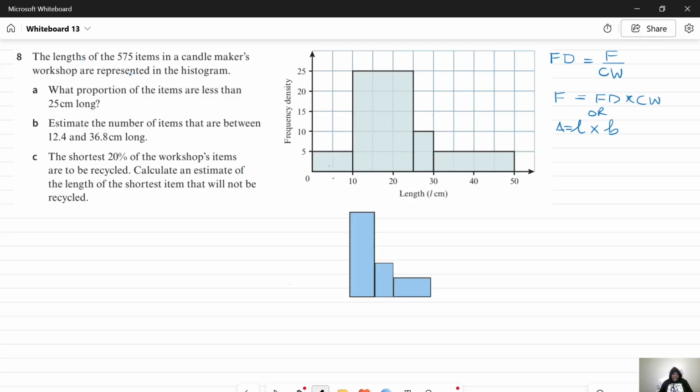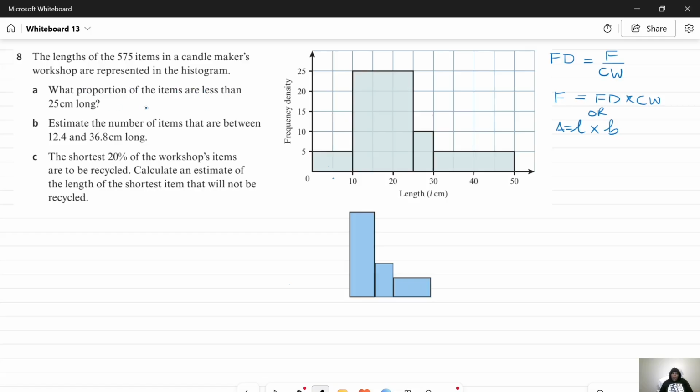We are told the lengths of the 575 items in a candle maker's workshop are represented in the histogram. First question: what proportion of the items are less than 25 centimeters long? Very important, read your instruction and understand it. Underline or highlight what is important, so that you are not just reading to respond, but reading to understand and relate your question to the histogram you're presented with.